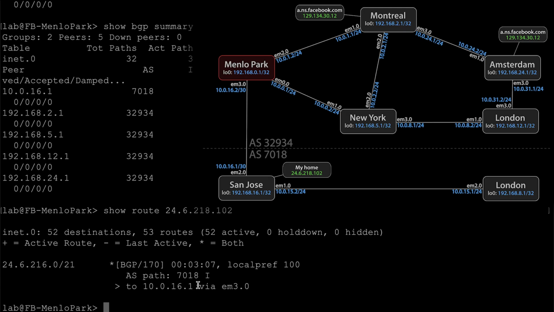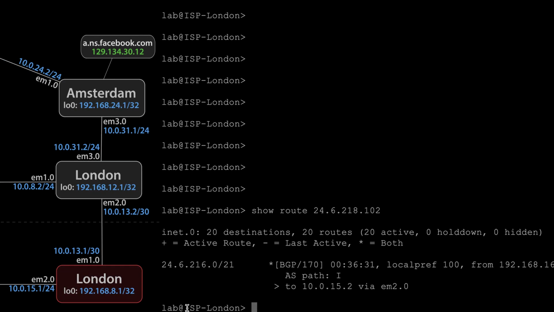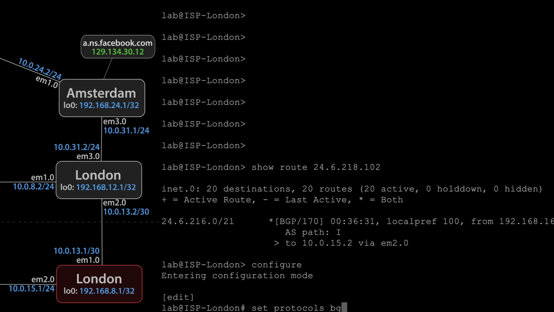Now, it's pretty common for big networks like this to peer in multiple locations, and I'm sure that Facebook peers with big ISPs in probably hundreds of cities. So I can set that up the same way in London. We've got a link here between these two London routers. I've already configured that. And so on the ISP side, if we go to the ISP router in London, it's configured the same way.